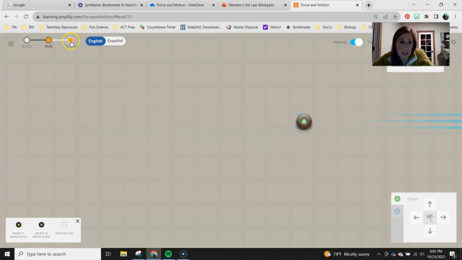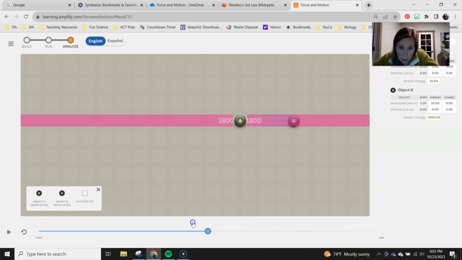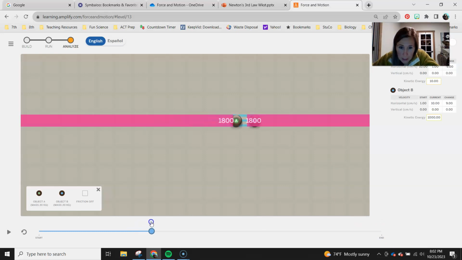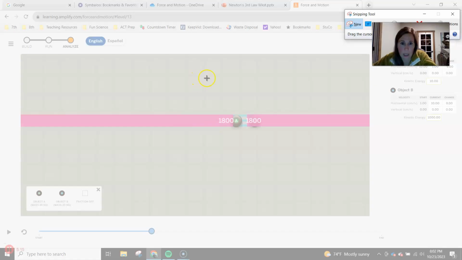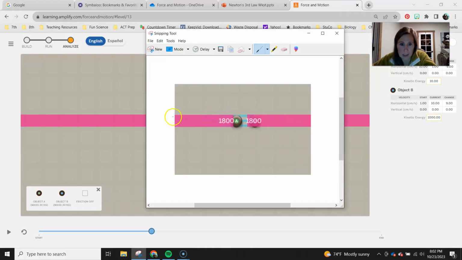And watch what happens. Okay, and then when I go to Analyze, I should be able to grab my little blue slider here and scroll back to the exact point where they're colliding, and I get those pink arrows. Okay, so I'm going to screenshot this. I don't have a Chromebook, so I'm going to use my snipping tool. And what I'm going to screenshot is just this little part where they're colliding.